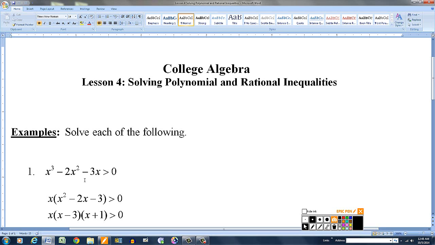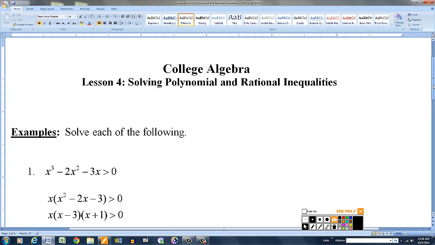Okay, so once you've made one side 0, then it remains simply to factor, in this case, the left side. So I took out an x, as indicated here in this procedure. I'm left with x squared minus 2x minus 3. The trinomial factors into x minus 3 and x plus 1. The next thing is simply to find the zeros of that factored polynomial.